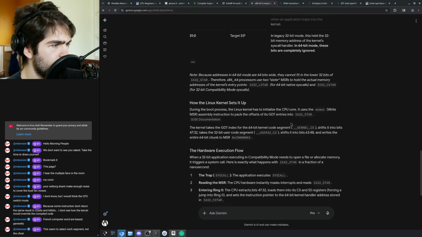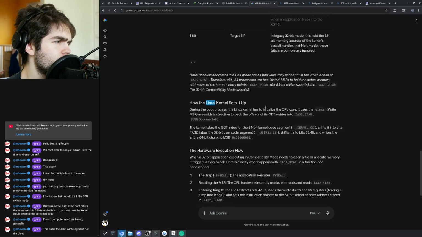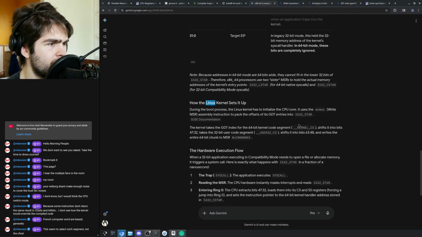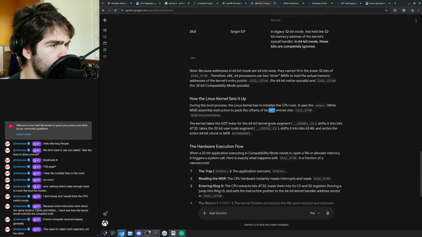Okay, so that might be interesting. Let's just read how the Linux kernel sets it up. During the boot process, the Linux kernel has to initialize the CPU core. It starts with the write MSR assembly instruction to pack the offset of its GDT entry, the global descriptor table, entries into IA32 STAR.